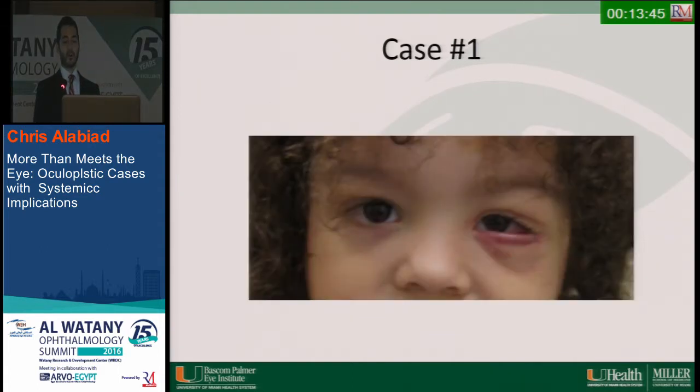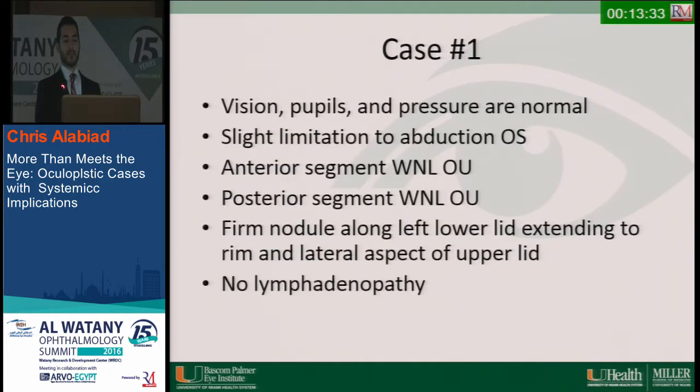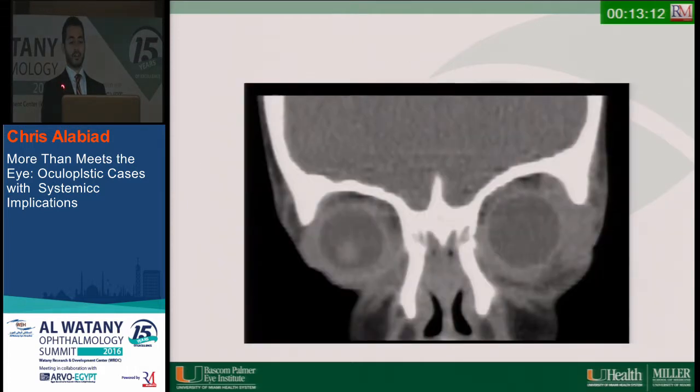And this is a photo of the child's eye, and you can see that the left lower lid is quite swollen. There's maybe a little bit of a left lower lid ectropion as well. On examination, his vision, pupils, and pressure were all normal. He had some slight limitation to abduction on the left eye. His anterior segment and posterior segment were also normal. But when palpating his left lower lid, you could feel a very firm nodule extending to the orbital rim and the lateral aspect of the upper lid. There was no lymphadenopathy appreciated on his neck or in his preauricular area.